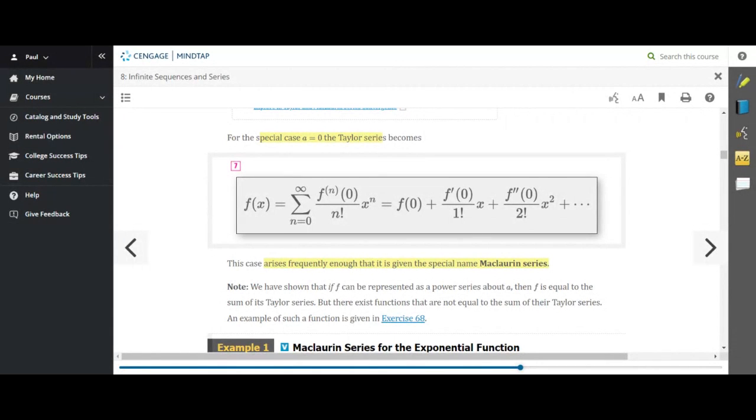Okay, so what we want to do, and this is now section 8.7, which will be on your final exam, is write functions as Taylor or Maclaurin series. Maclaurin series is when a equals 0. So let's get right to an example.